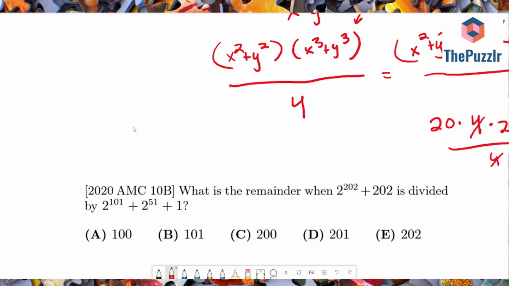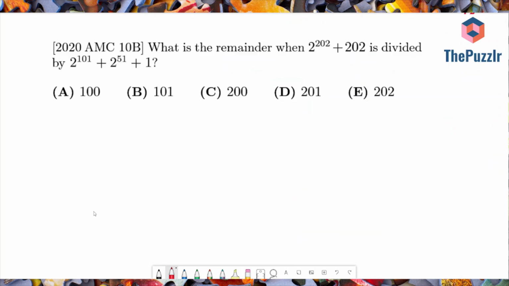Okay, what is the remainder when 2 to the power of 202 plus 202 is divided by 2 to the power of 101 plus 2 to the power of 51 plus 1? Let's take a look. So the first step in problems like this is to replace stuff, make it simpler.